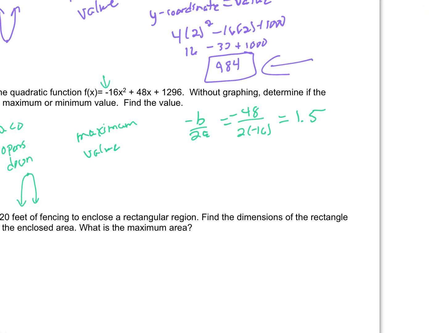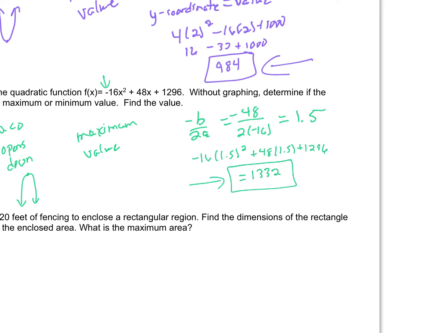So we're going to plug that value back in. So negative 16 times 1.5 squared plus 48 times 1.5 plus 1296. Hopefully you're noticing we can get some pretty big numbers here. And this maximum value in this case is 1332. So there's our maximum value.